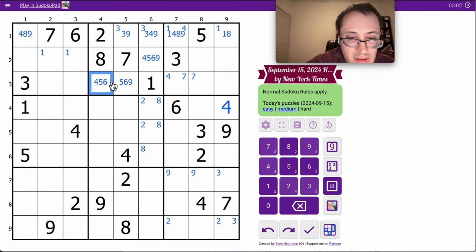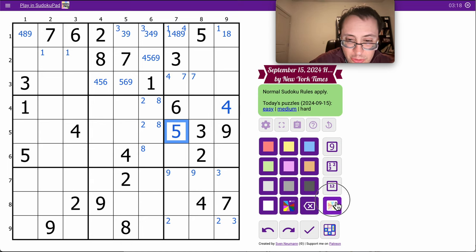This is no good. 2, 3, 4, 6, 9. Oh, actually, there's a crossing on fives I just noticed in region six. This one can't be five by that. And these can't be five by the fives in row six. So where does five go in the region? There's one space. Therefore, these two are fives.